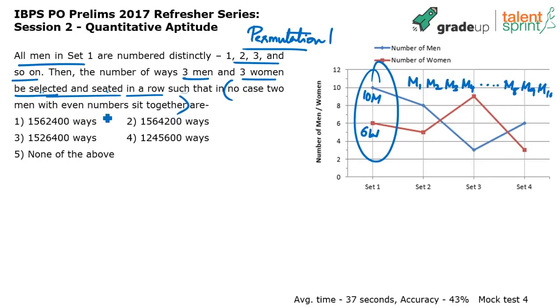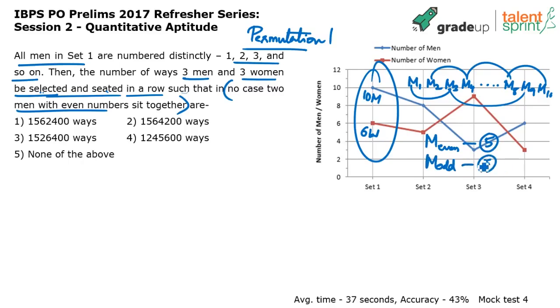Now since he's talking about men with even numbers, what do you mean by men with even numbers? See, we've got 10 men, they've got numbers, right? 1, 2, 3, 4, 5, 6, 7, 8, 9, 10. So there are men with even numbers, 2, 4, 6, 8, 10, men with odd numbers, 1, 3, 5, 7, 9, right? So basically, how many men with even numbers are there? 5. How many men with odd numbers? 5. How many women? 6. In case of women, there is no numbering involved, right? So 6 women altogether, men with even numbers 5, men with odd numbers 5, total men 10.